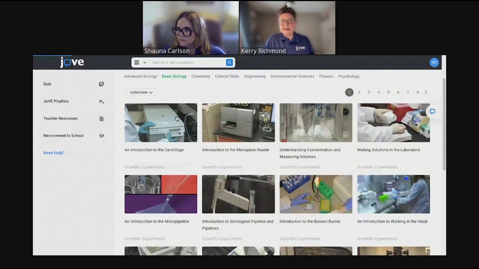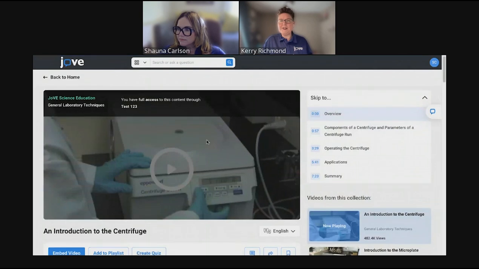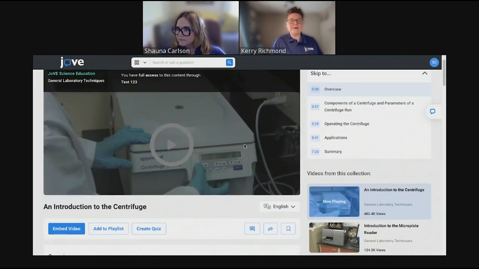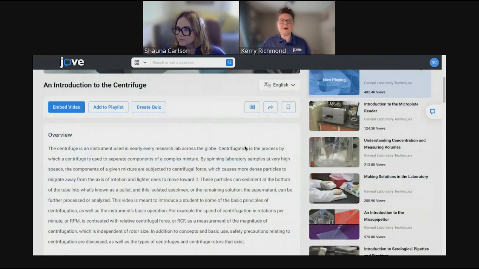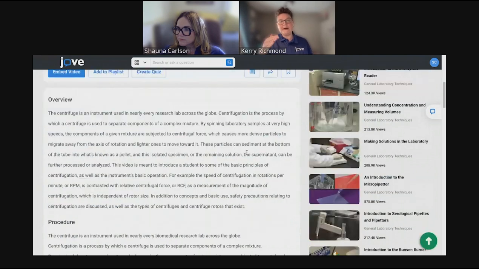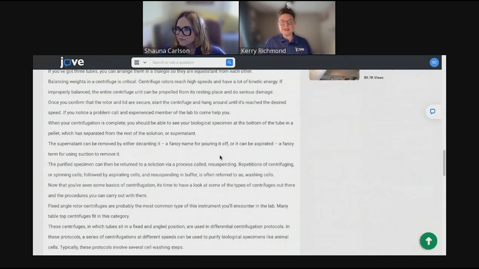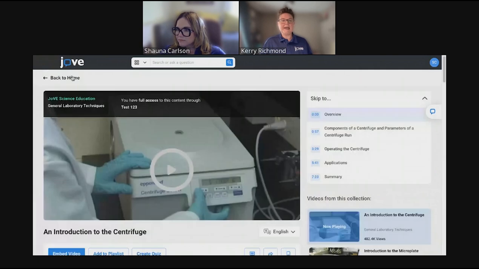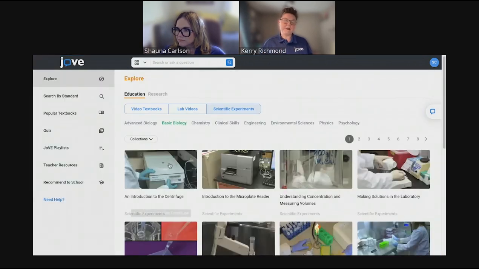What's a centrifuge and how does it work? Understanding concentration and how to measure different volumes and things like that. So again, you have an overview of it. You've got the procedure here for you. And again, all of these videos have quizzes associated with them. So you have an assessment for that.